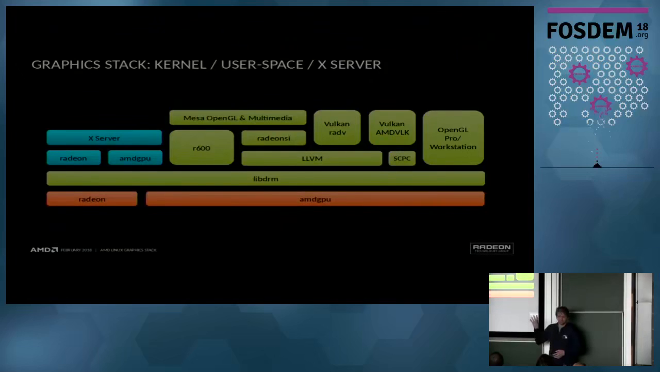Now, there are many ways to slice and group this diagram. One that I think is maybe most relevant for FOSDEM is what's open source and what isn't. And you see that almost everything is open source. There is a story about the Vulkan driver, and I'll get to that in more detail. It's open source with a caveat that has to do with this SCPC component. And the closed source OpenGL driver, which, well, it's closed source and looks like it's going to stay that way.